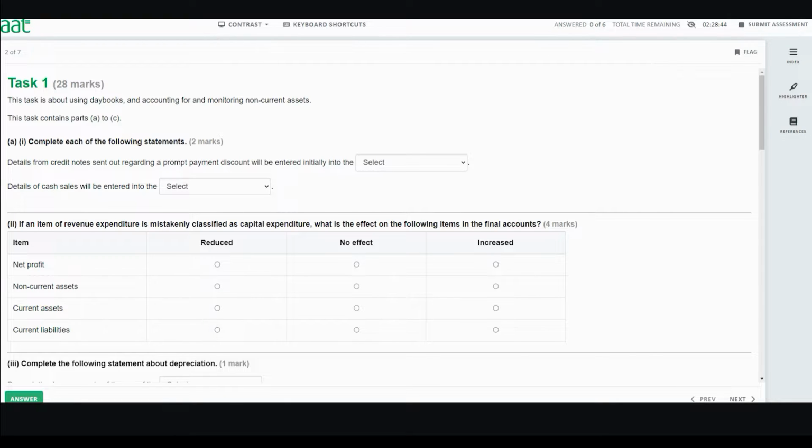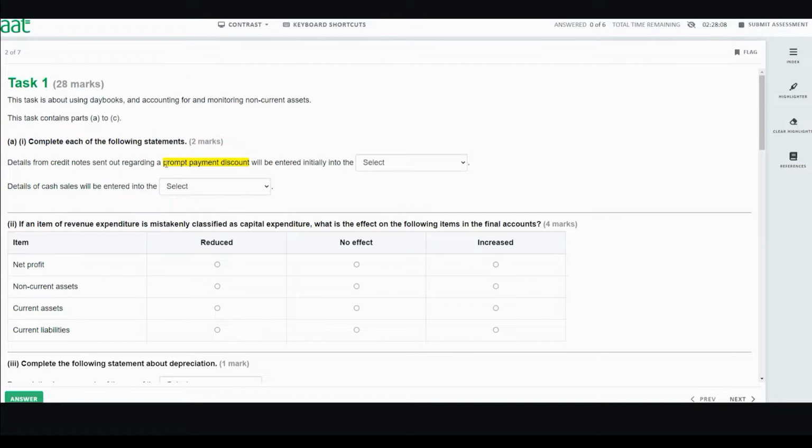Okay then, so the important thing that we've got to read in this one is, it says this task is about using daybooks and accounting for and monitoring non-current assets. So your non-current assets are your items that are going to last longer than a year, so motor vehicles, office equipment and so on. So it says here, details from credit notes sent out regarding a prompt payment discount, that's the important bit, prompt payment discount, will be entered initially into the what?